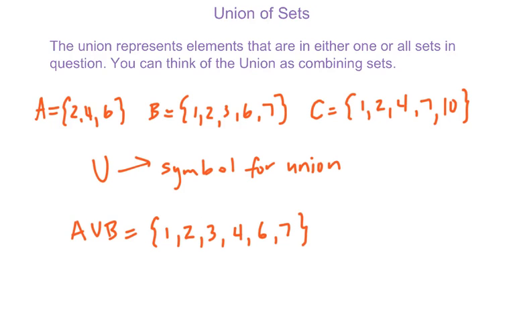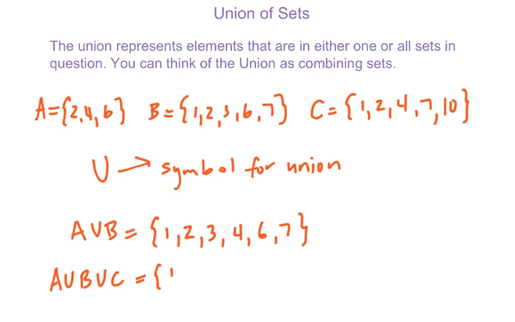Let's look at a second part of our example, which asks us to find the union of sets A, B, and C. So that's written as A union B union C. And what we're looking to do is to combine the elements that are in all three sets.